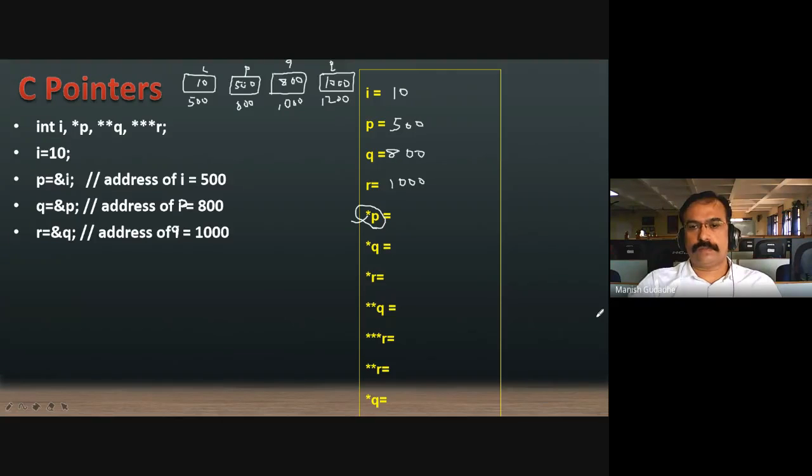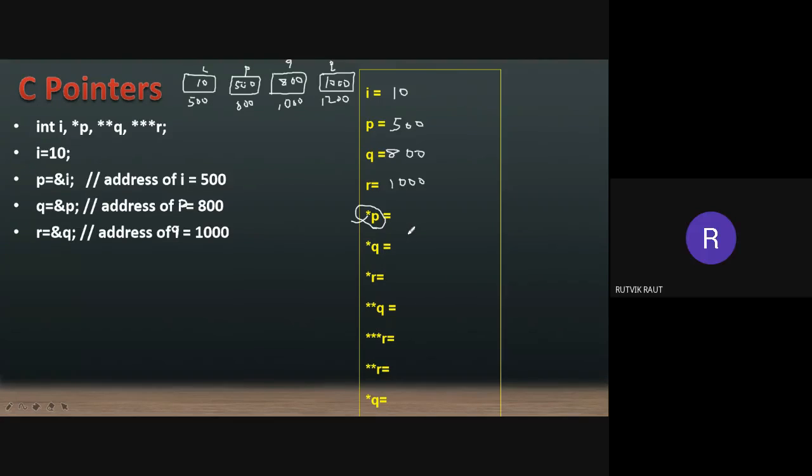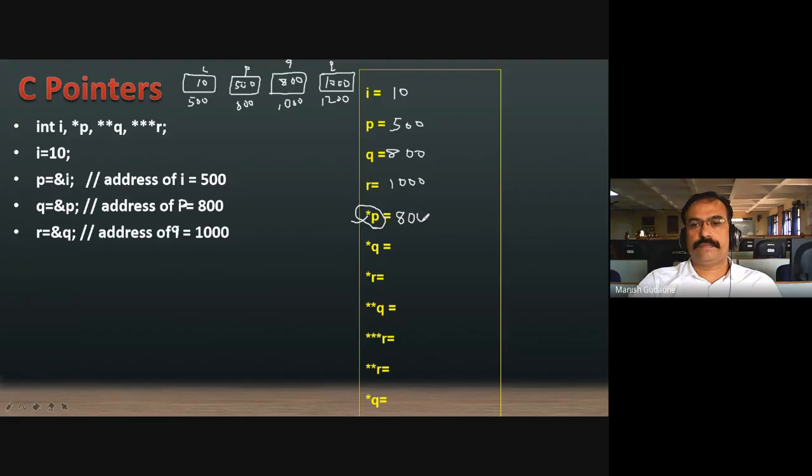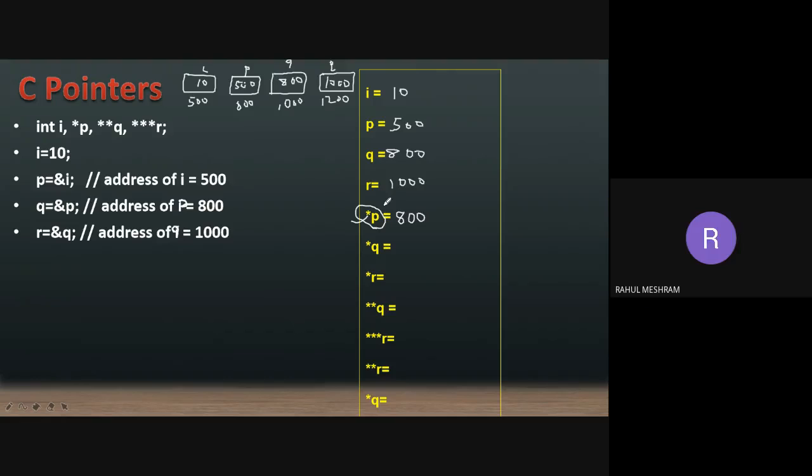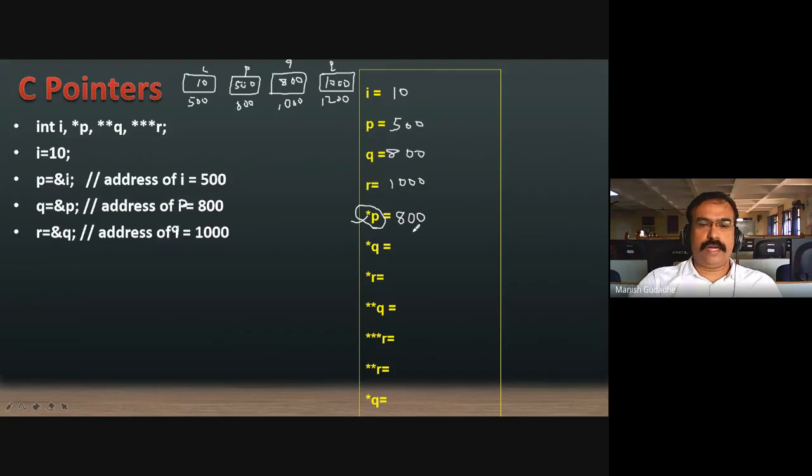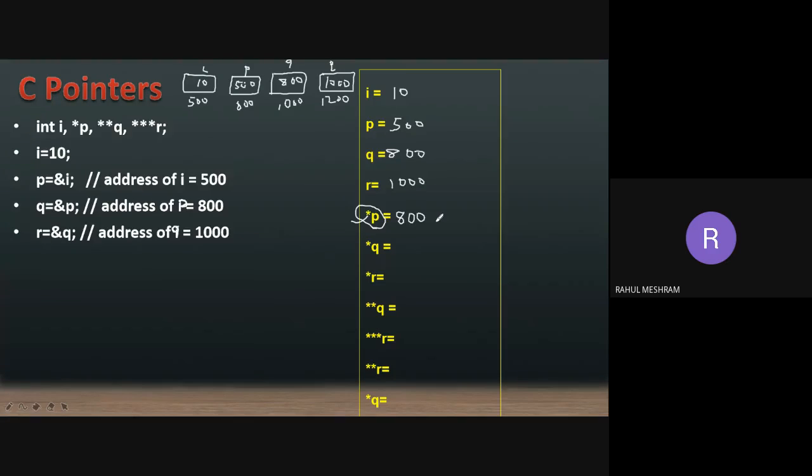Rutvik Raut, what is the answer for this? Sir, 800. Value at P is 800. Does everyone agree or anyone has a different answer?